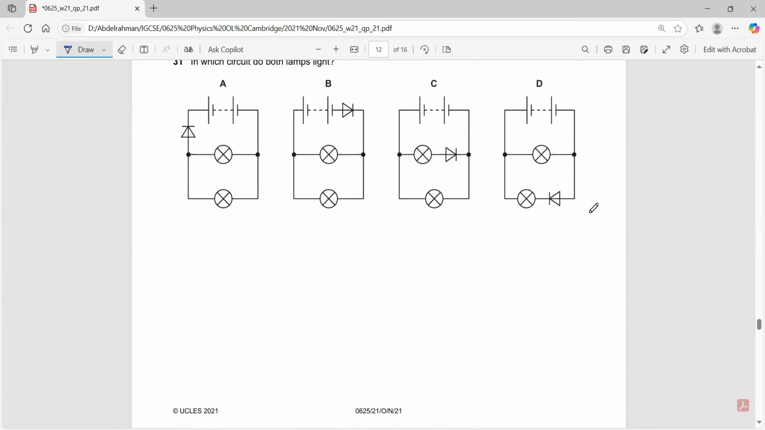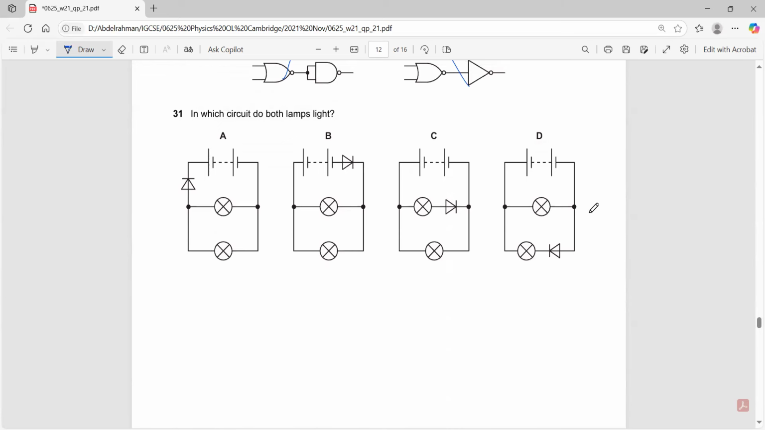Moving on to 31. In which circuit do both lamps light? We need both lamps to light. A, none would light. B, again, none would light. Why? Because the current would be blocked. So B is wrong. What about C? It would pass through the first one and the second one normally. So yes, it is C. In D, it wouldn't pass through the second one, so it is wrong.